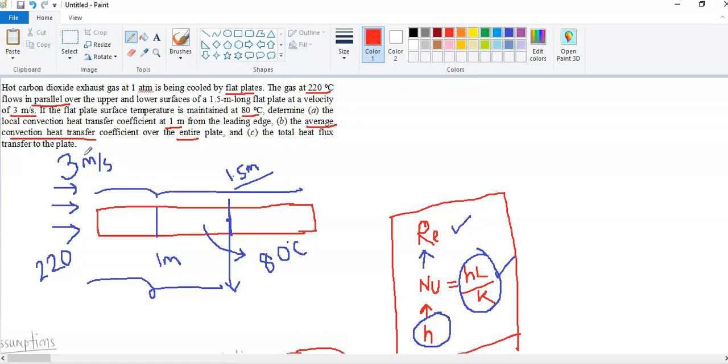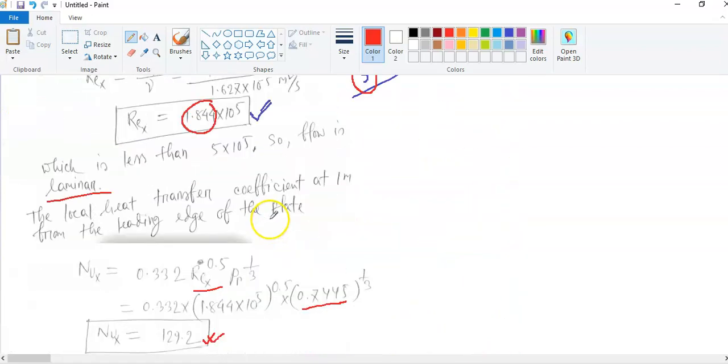So we will calculate the average convection heat transfer coefficient over the entire plate. The entire plate means the 1.5 meter length, so that is the total length of this flat plate. And finally we will calculate the heat flux. This is the last part of this question.